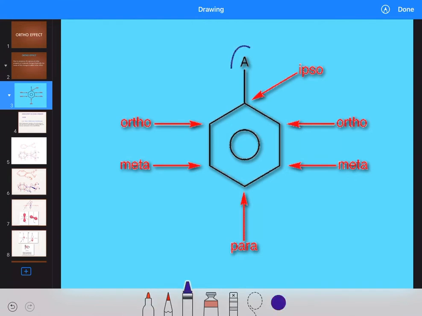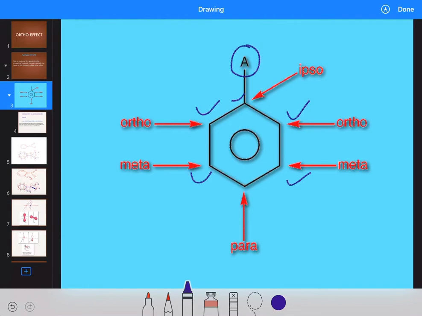at a position to a benzene, then that position is called ipso, and the nearest position to that group, the nearest carbon to that group, is called ortho, and the second nearest one is called meta, and the last one is called para. Correct? It means in a benzene molecule, if we have a group attached to that benzene, then that group will have two ortho, two meta, and one para position.